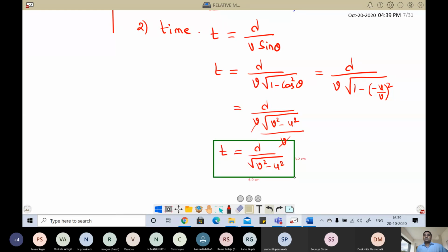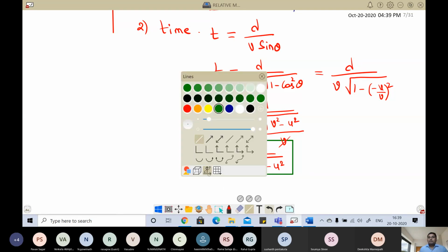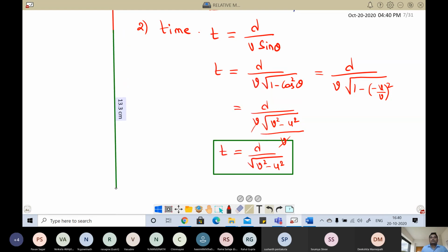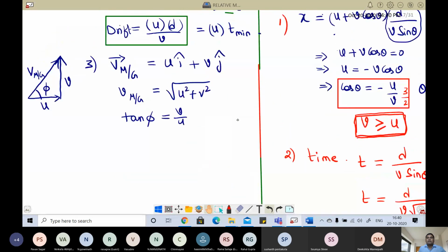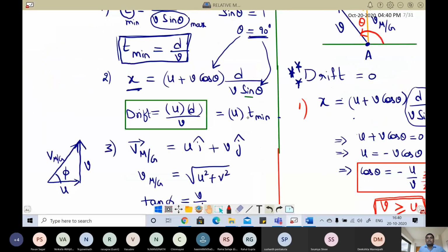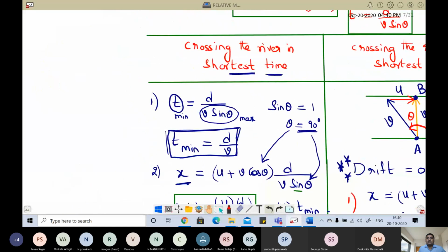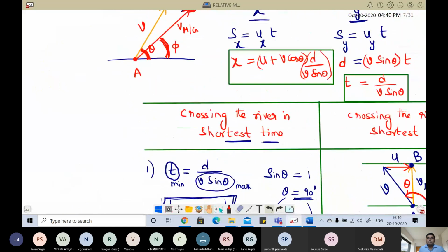So the expression for time we got is D by root over V square minus U square. That's about shortest time and shortest paths. Two things are there. Let us summarize. There are two cases. Number one is called shortest time. The second one is crossing the river in the shortest path.